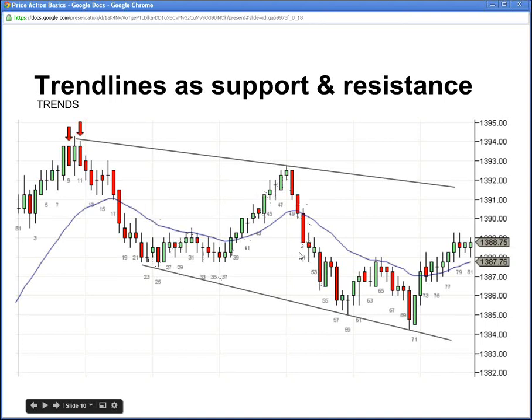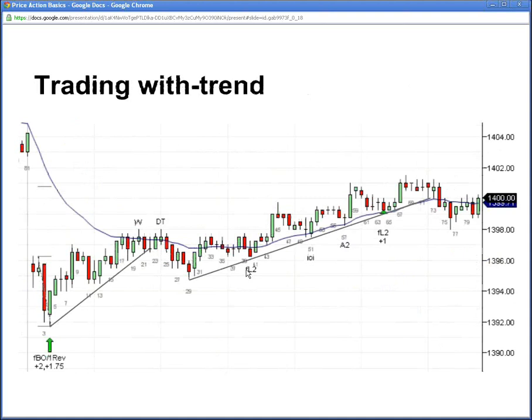So when something like this happens, it's obvious that you make more money selling here than you would by buying here. Okay. So in case of this rather wide channel, you could probably still make a few points buying here, but a lot of trends are narrow. They're not broad like this.